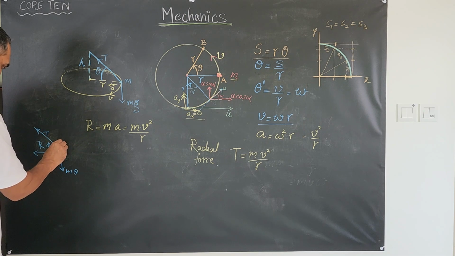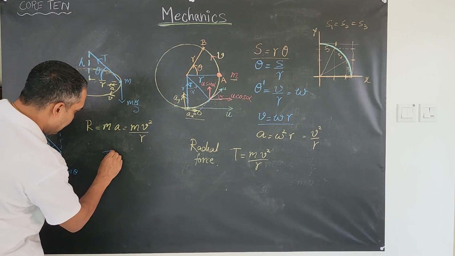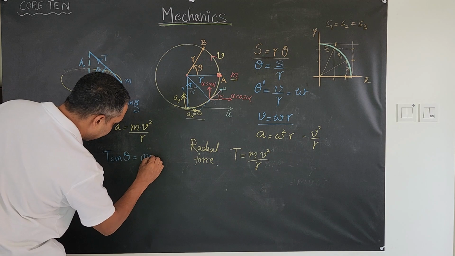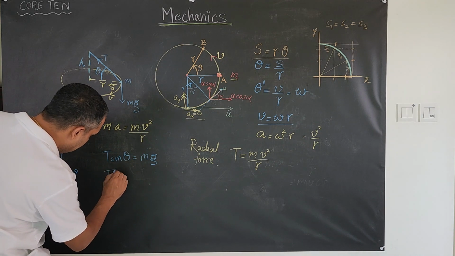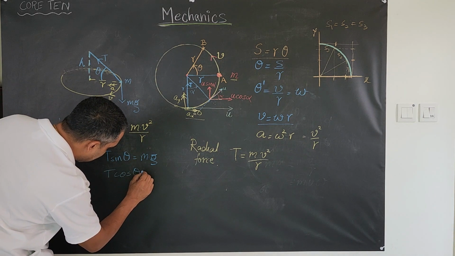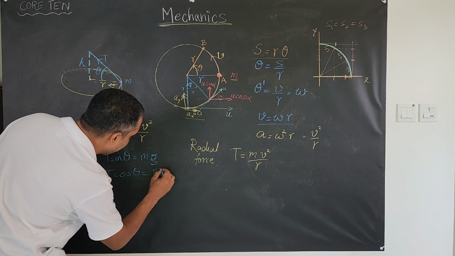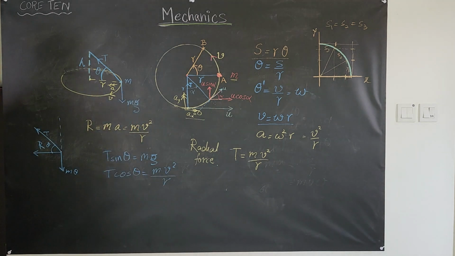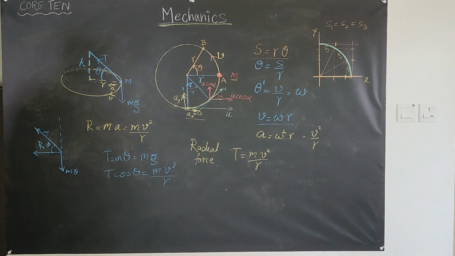So if I made a dotted line here, I could very easily say T sine theta is equal to mg, and T cosine theta is equal to the radial force R, which is nothing but m times v squared by r. I've resolved my T into these two directions and balanced the equations. I can now solve for T.